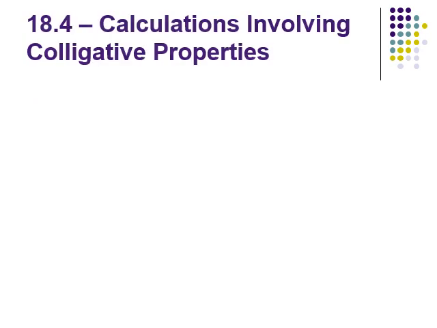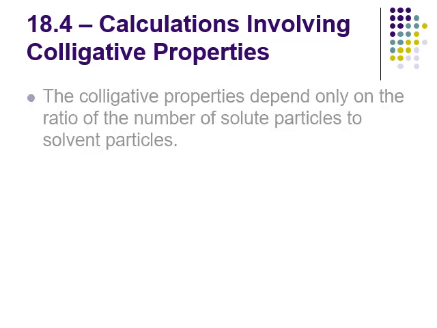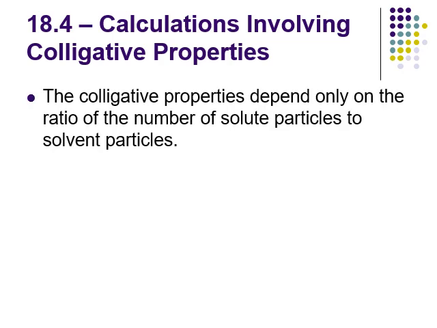Okay, last section. This is the calculations involved with colligative properties. It's not enough to just say boiling point goes up, freezing point goes down. We want to know how much. Again, colligative properties depend on the number of solute particles. The greater the ratio of solute to solvent, the greater the colligative property effect is.